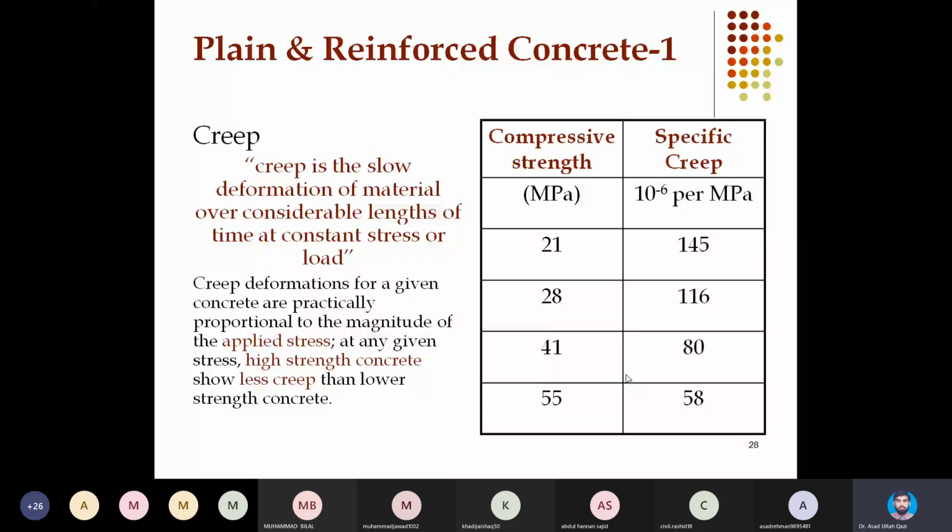So this creep is a slow deformation of material over considerable length of time at constant stress or load. Creep deformations for a given concrete are practically proportional to the magnitude of applied stress at any given stress. High strength concrete show less creep than lower strength concrete. It is also obvious from the table that as we are getting higher compressive strength, specific creep per megapascal is also reducing. So with relatively lower grade concrete, it is 145, and at 55 megapascal it dropped to 58 into 10 raised to power minus 6 per megapascal.